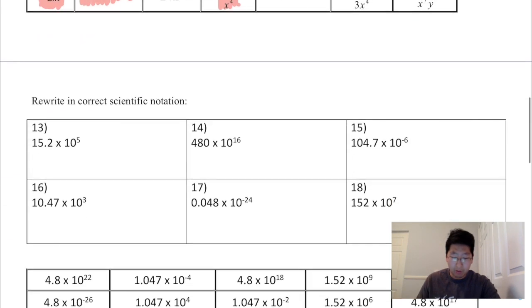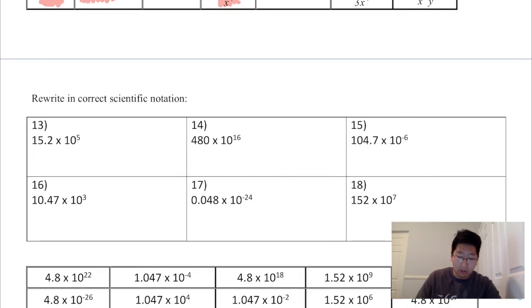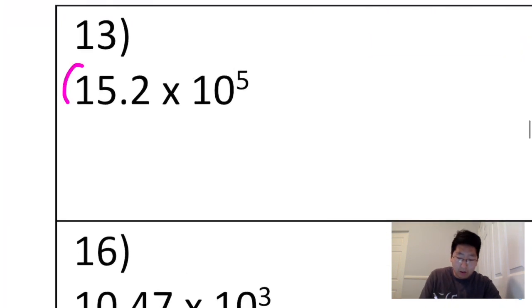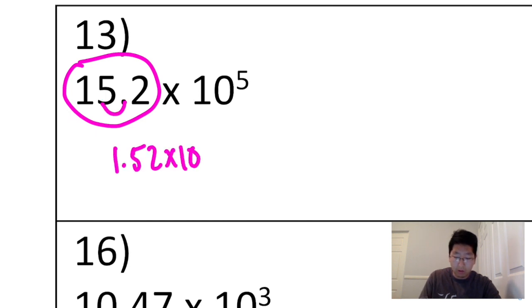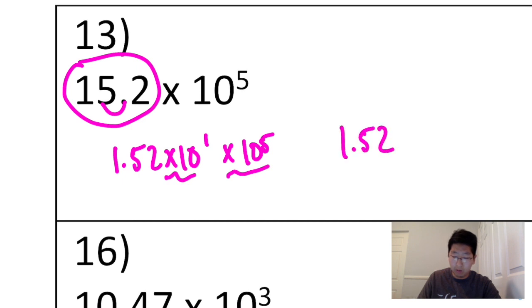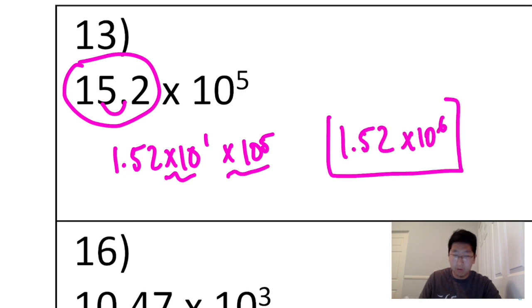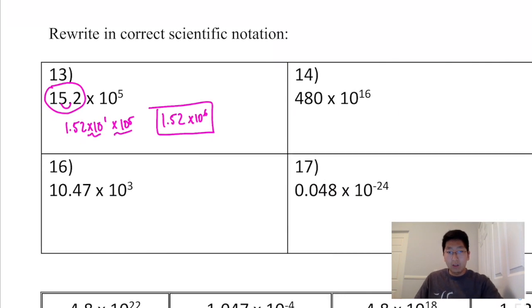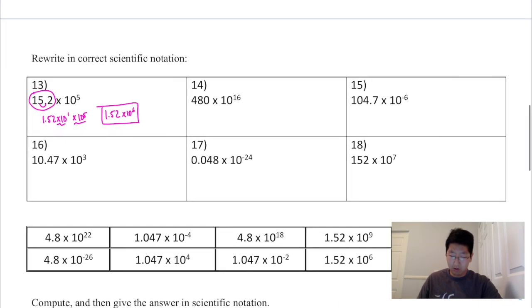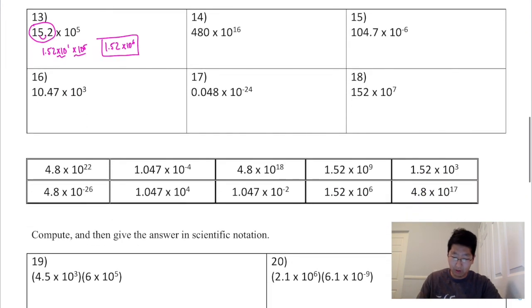Okay. Number 13, rewrite as scientific notation. You need to remember that this right here is not in scientific notation, so we need to move the decimal point over 1. So 1.52 times 10 to the first, because we moved it over 1, and times 10 to the fifth. We need to combine these two: 1.52 times 10 to the sixth power. Next, let's find the answer. 1.52 times 10 to the 6.